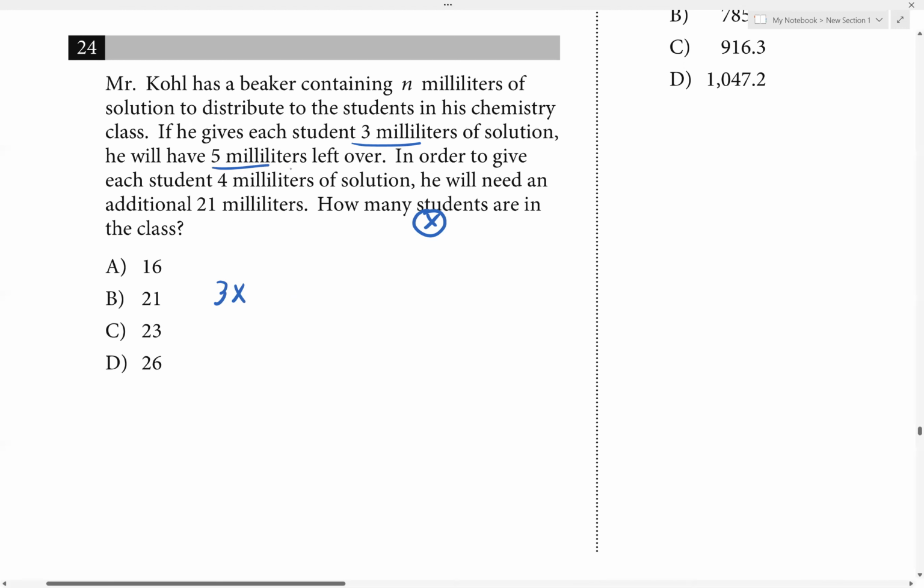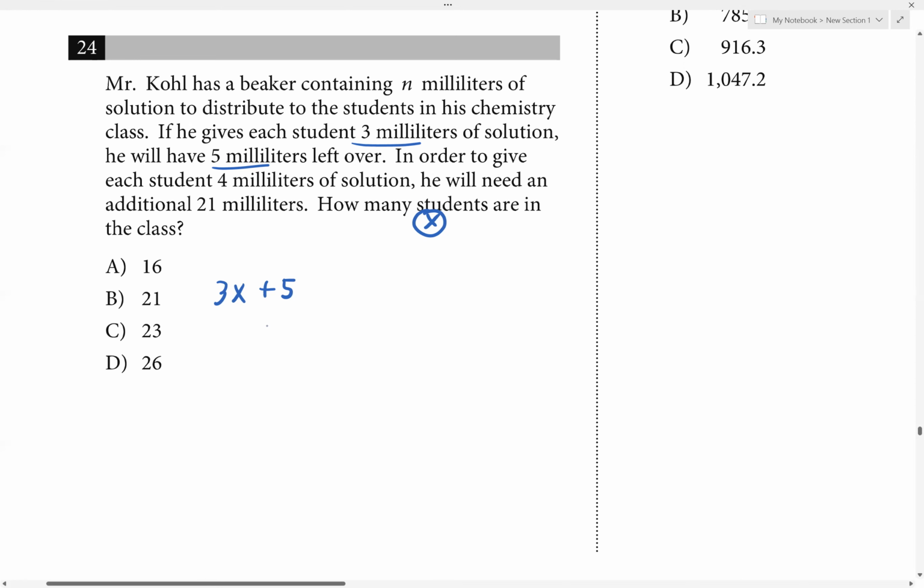But he still has 5 milliliters left, so we have an additional 5 milliliters left over. So the total amount of solution that he has is 3x plus 5. Each student gets 3 milliliters, we have x students, that's 3x, and then 5 additional milliliters left over, that's plus 5. This represents how many milliliters of solution he has.